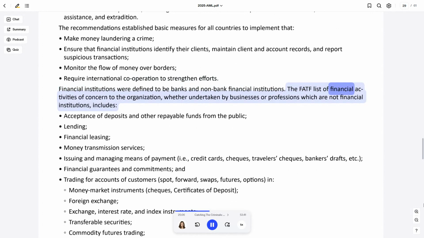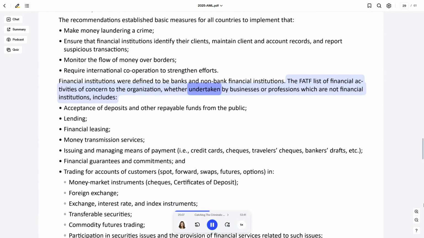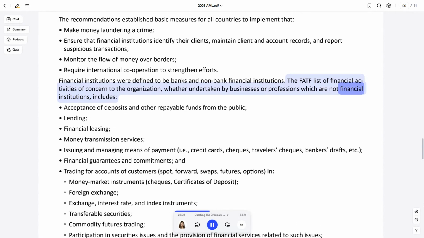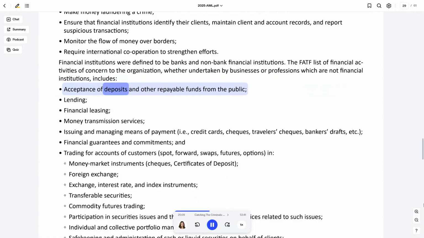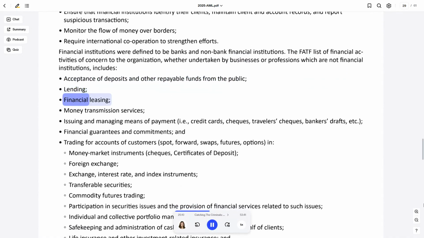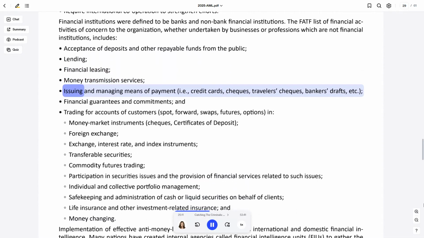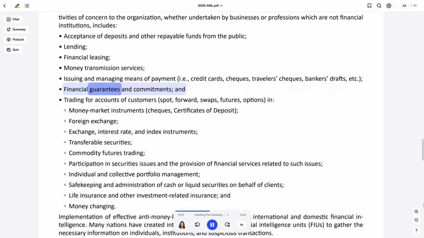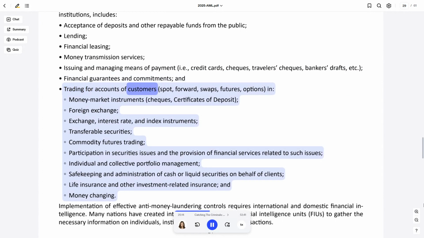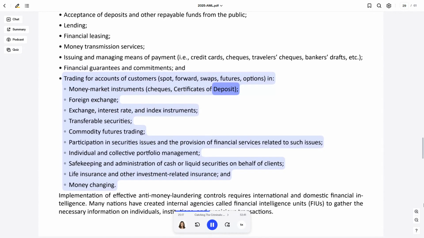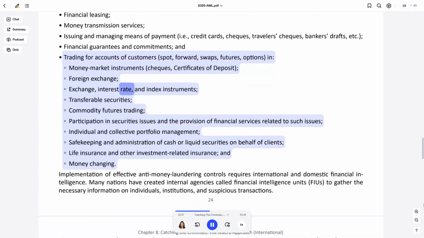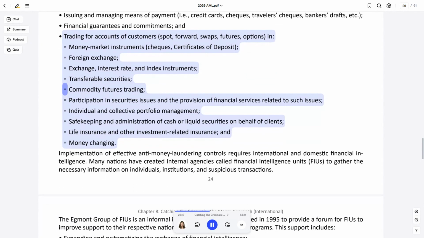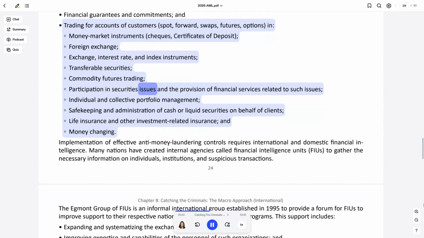The FATF list of financial activities of concern to the organization, whether undertaken by businesses or professions which are not financial institutions, includes acceptance of deposits and other repayable funds from the public, lending, financial leasing, money transmission services, issuing and managing means of payment, that is credit cards, checks, traveler's checks, banker's drafts, etc., financial guarantees and commitments, and trading for accounts of customers, spot, forward, swaps, futures, options, and money market instruments, checks, certificates of deposit, and foreign exchange, interest rate and index instruments, transferable securities, commodity futures trading, and participation in securities issues and the provision of financial services related to such issues.